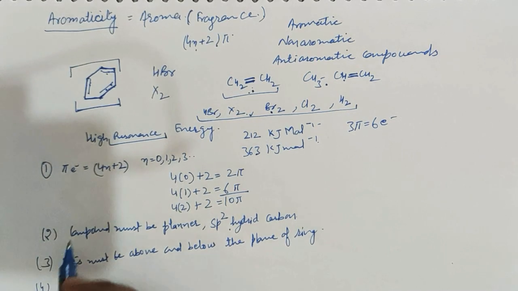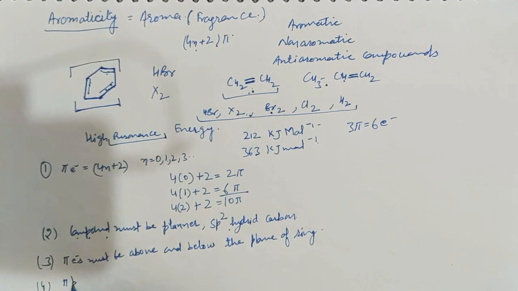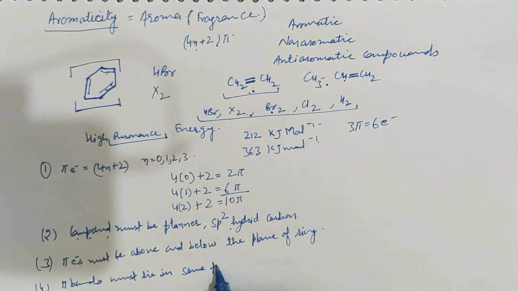The fourth point is, all atoms participating in pi bonds must lie in the same plane. This is almost similar to the second point, that the compound must be planar. So all atoms containing pi bonds must lie in the same plane. The system can also be an ion, that is, a cation or anion.